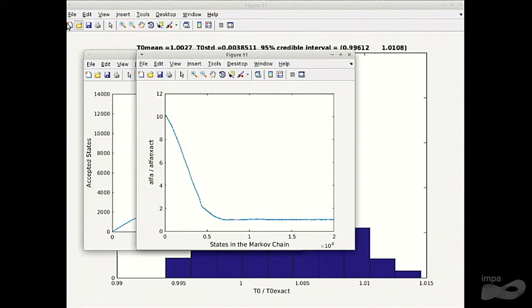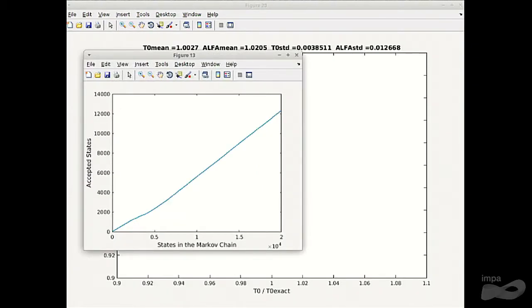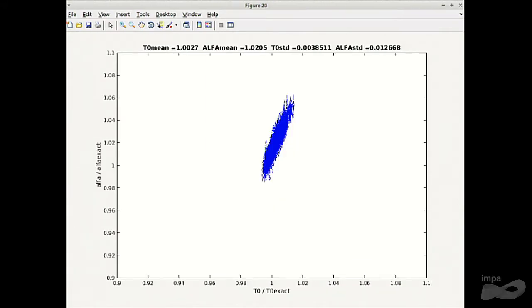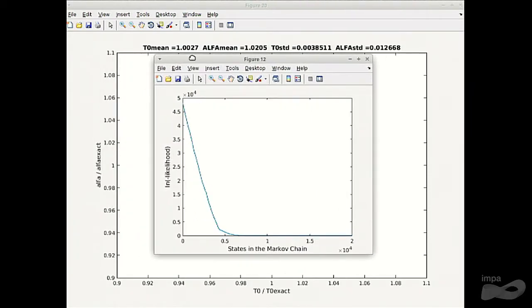I wanted to show you something. I probably skipped it. That's what I wanted to show you. This is a picture of the likelihood. In this figure, we have the variation of the likelihood, actually the logarithm of minus likelihood. And we can see that after 10,000 states, the likelihood almost does not vary. So this gives us some confidence that the Markov chains that we are generating represent an equilibrium Markov chain.